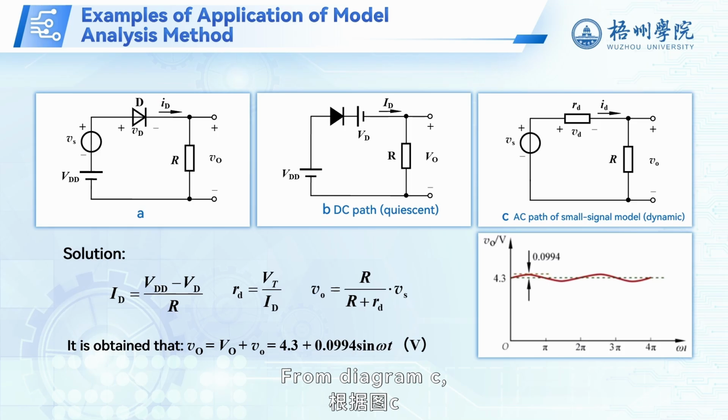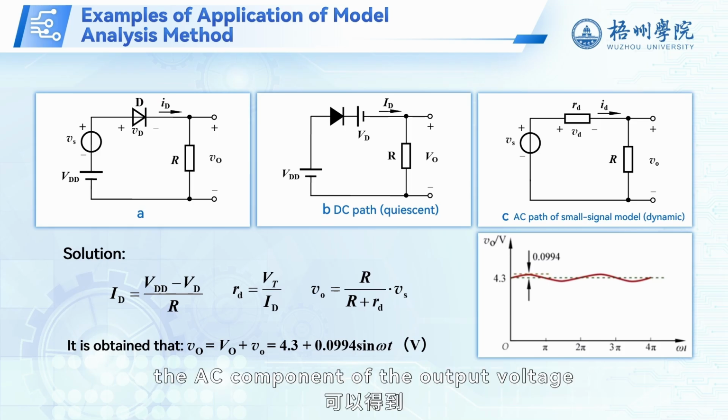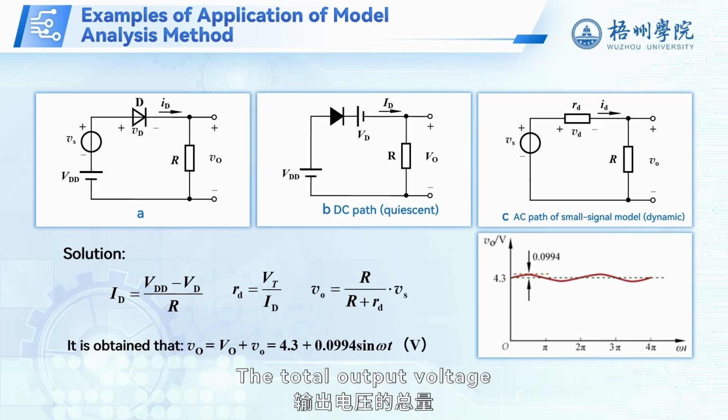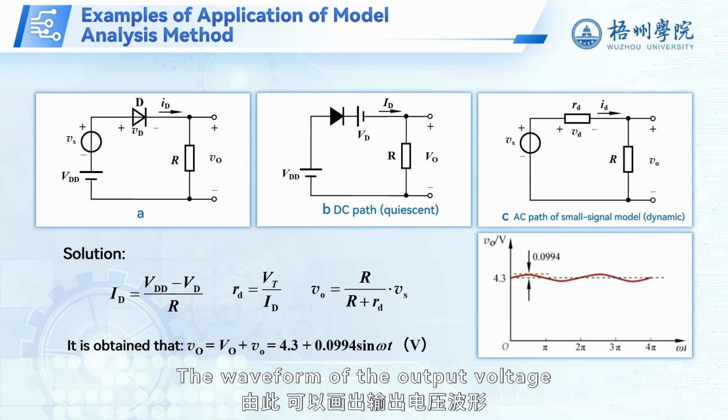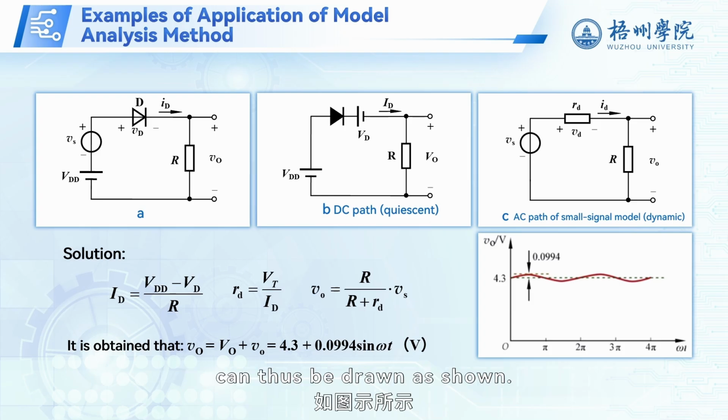From diagram C, the AC component of the output voltage can be obtained. The total output voltage is the DC value plus the dynamic AC component. The waveform of the output voltage can thus be drawn as shown.